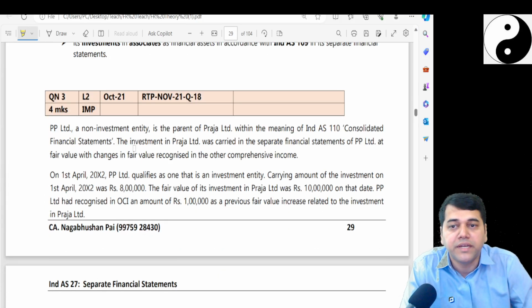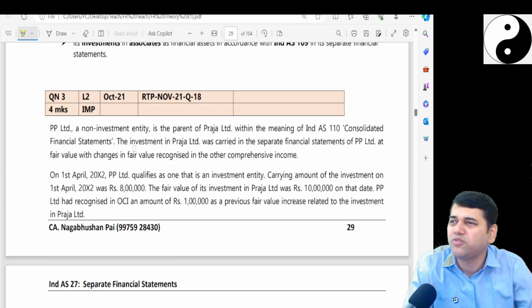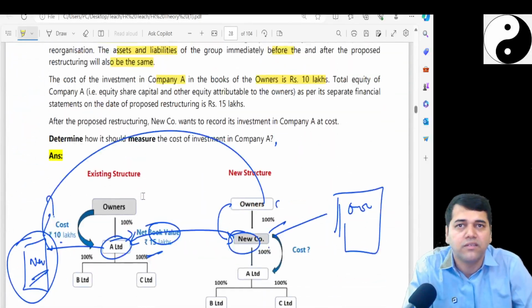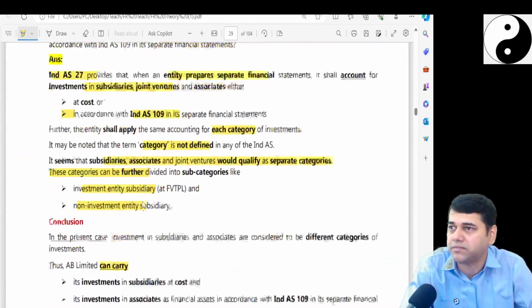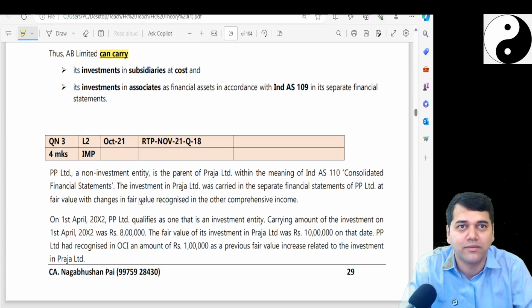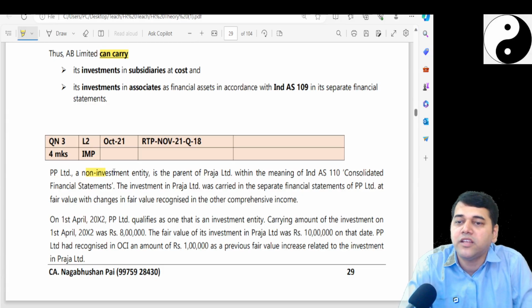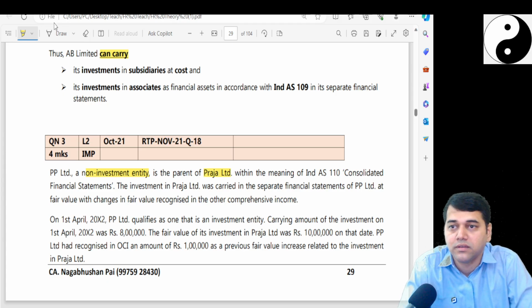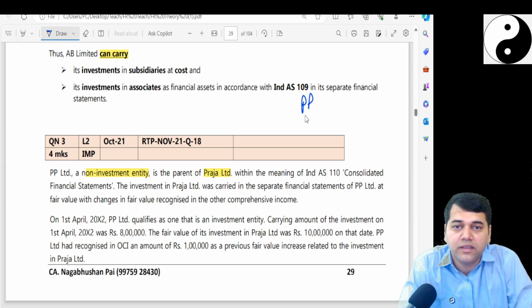Now, PP Limited, one more question of RTP, because if you open the study material, you will find only 1 or 2 questions. It's a very small chapter. But before we proceed, we should know what we are doing now in Ind AS 110. PP is a non-investment entity, and is the parent of Praja Limited. PP has Praja as a subsidiary.